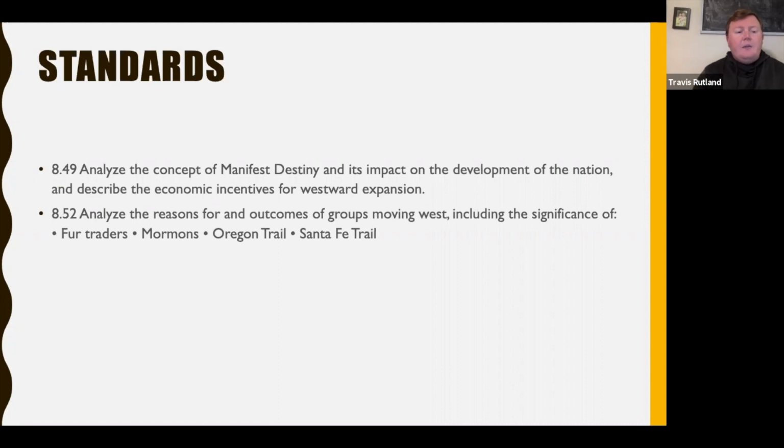The second standard is 8.52. We're going to analyze the reasons for and outcomes of groups moving west, okay, including the significance of fur traders, Mormons, the Oregon Trail, and the Santa Fe Trail. All right, so we're looking at two groups of people, the fur traders and the Mormons, and then we're going to look at two trails that they use to move west, the Oregon Trail and the Santa Fe Trail. Okay, so here we go.